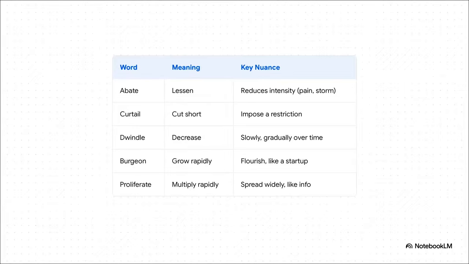But then you flip it and you've got burgeon and proliferate. These are all about speed, about rapid growth. A startup might just burgeon in a hot new market, while rumors or misinformation can proliferate like wildfire online. It's all about the speed and the context. That's what they'll test you on.